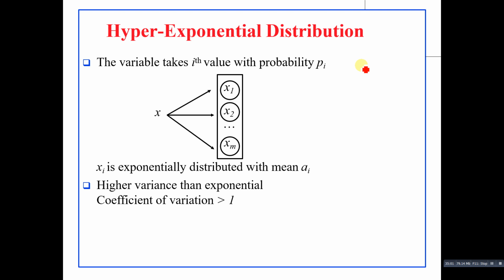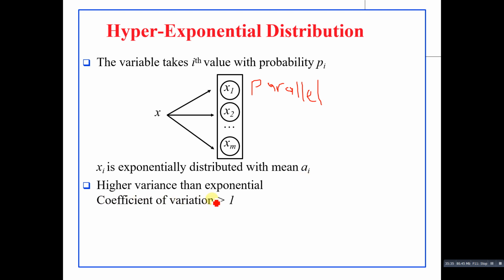Okay, we have another one, the hyper exponential distribution, denoted by H. The variable takes the i value with probability p. This is the parallel. You put them in parallel, X1 until Xm. Whichever server you see empty, you just go in a parallel way. Xi is exponentially distributed with mean ai.